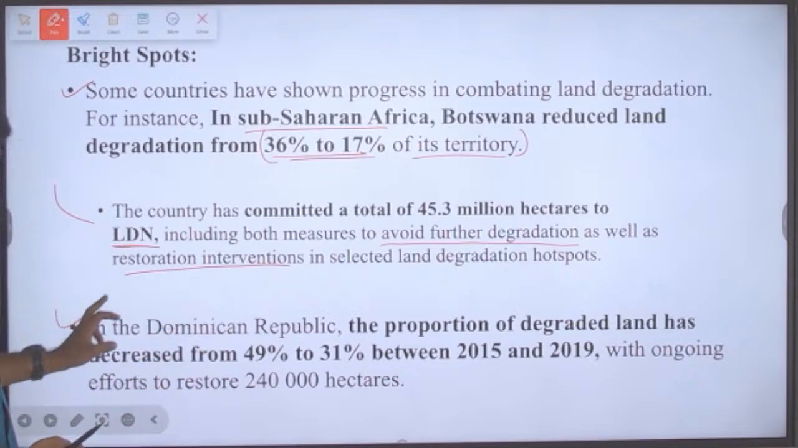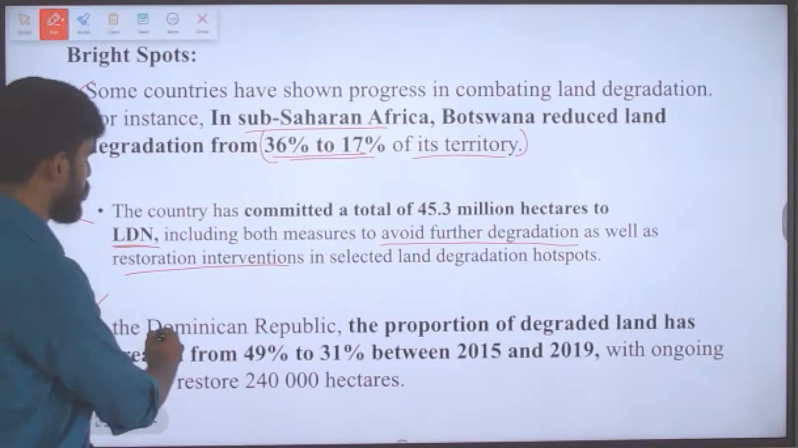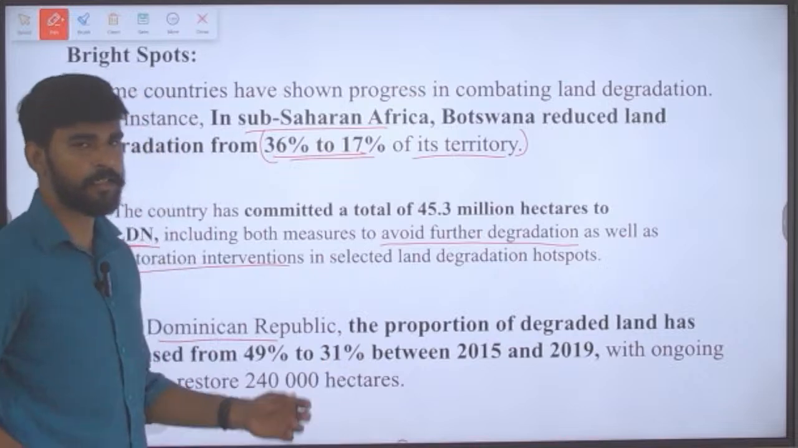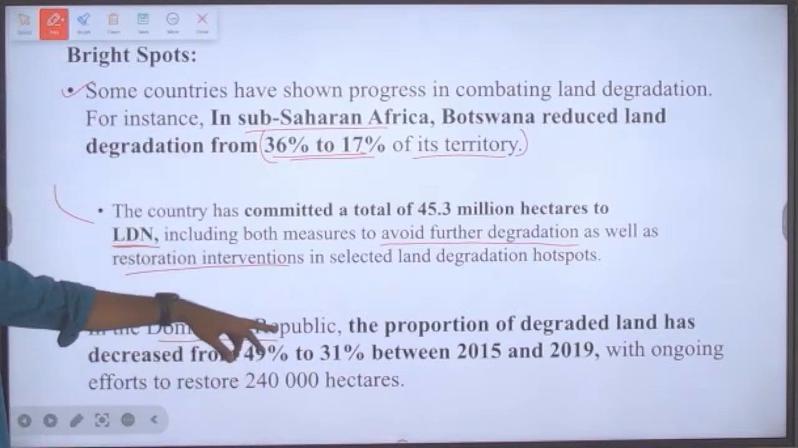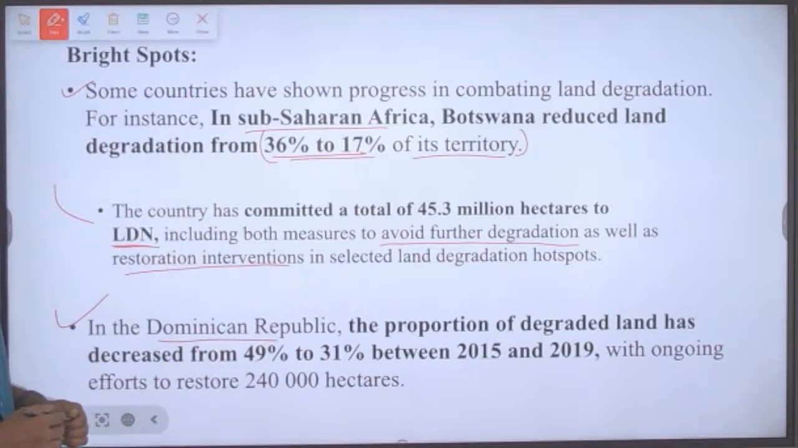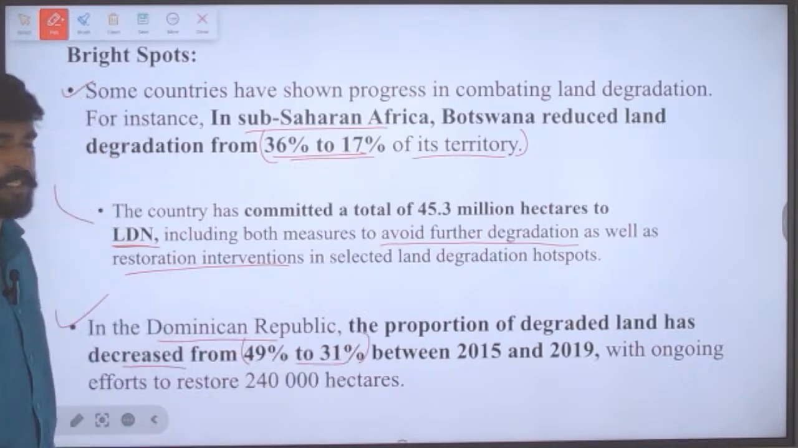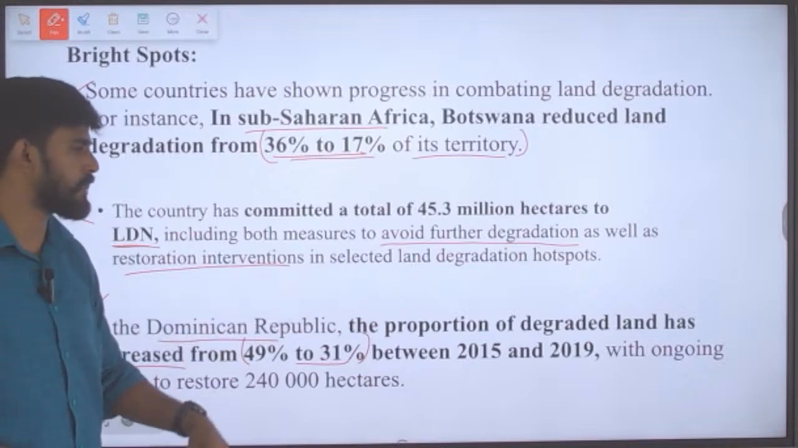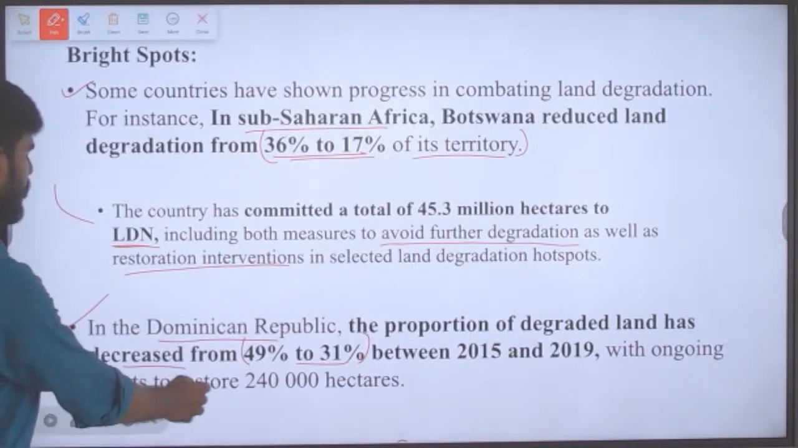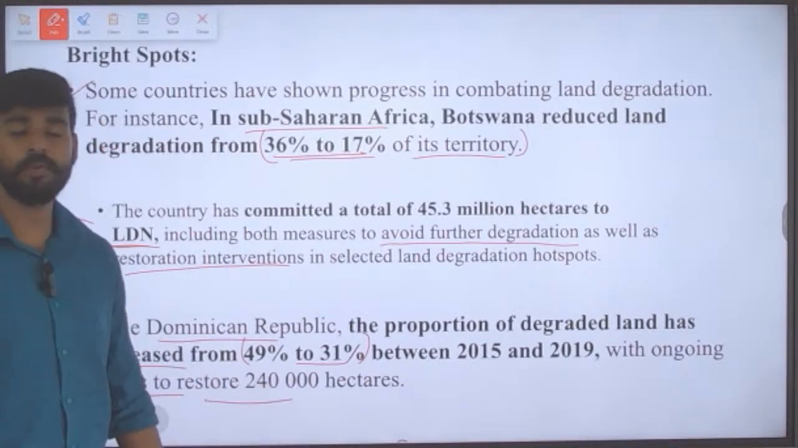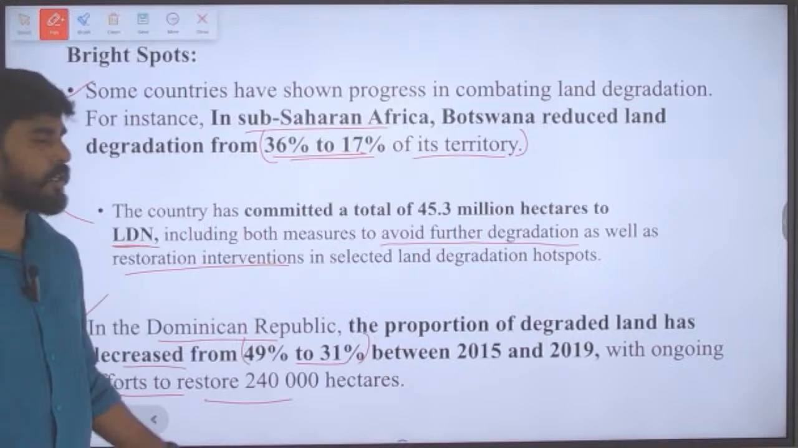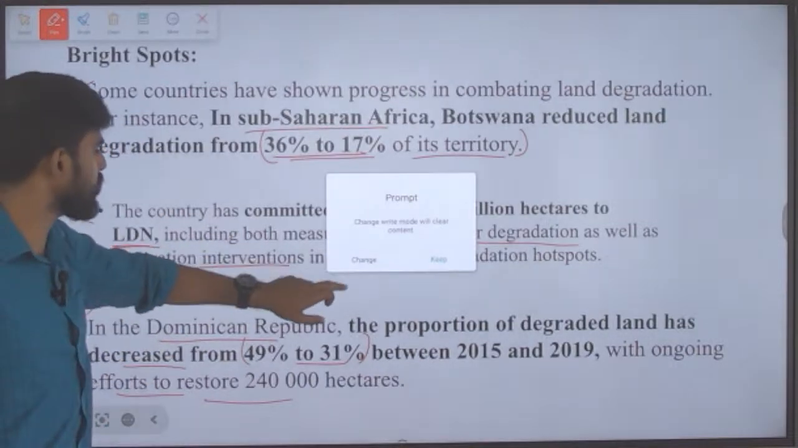Okay, next is in Dominican Republic. It is another area in Sub-Saharan Africa. Here the proportion of degraded land has decreased from 49% to 31% between the year 2015 and 2019 with the ongoing efforts to restore 240,000 hectares. Okay, so these details are also important.